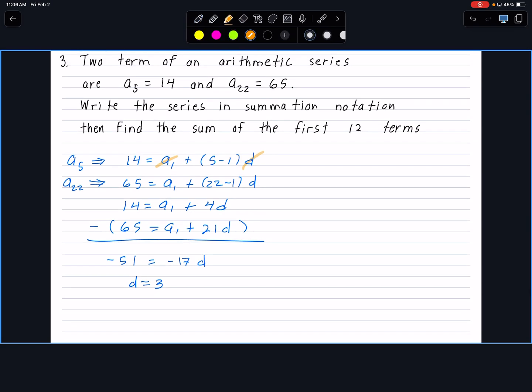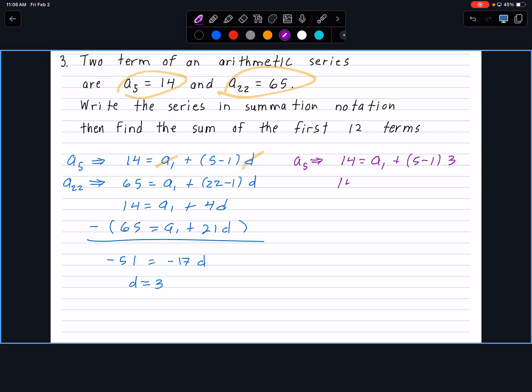From there, now that I know what d is, I'm going to choose one of my 2 points. It doesn't matter which, so either this one or this one. I think I'm going to choose the first one. I'm going to write a formula for the fifth one. So 14 equals the first term, which we still have no idea what that is, plus n minus 1, which is 5 minus 1, times d. Now we know what d is. It's 3.